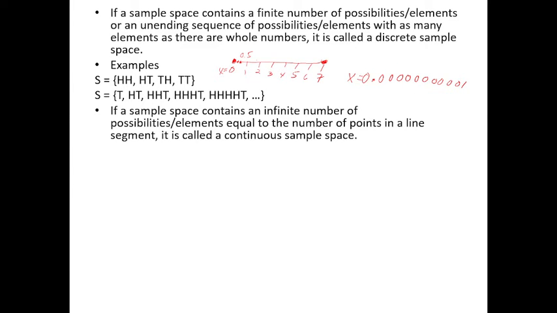Okay? So, pag yung sample space ay nagko-contain ng walang katapusang possibility or elements, na kasing dami na mga points sa line segment, ang tawag natin doon ay continuous sample space. So, ibig sabihin, mas marami pa sa bilang ng mga whole numbers, in short. No? Mas marami pa sa bilang ng mga whole numbers. Okay? So, ito yung example.